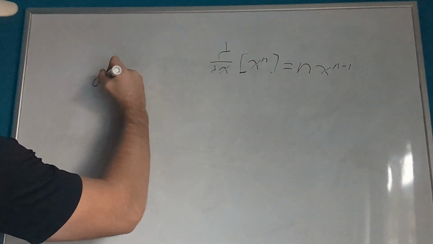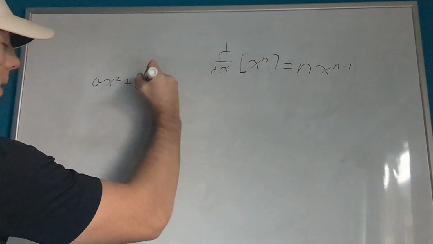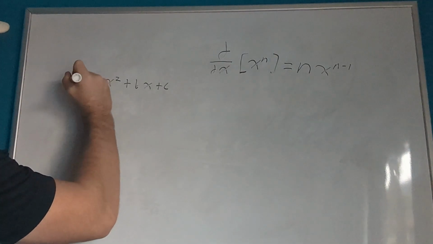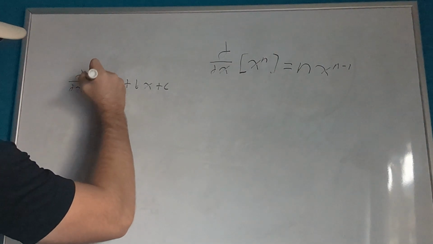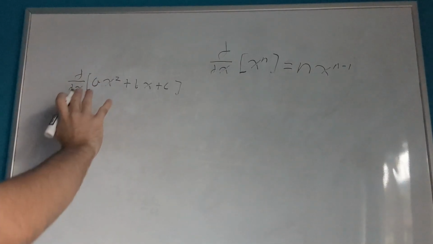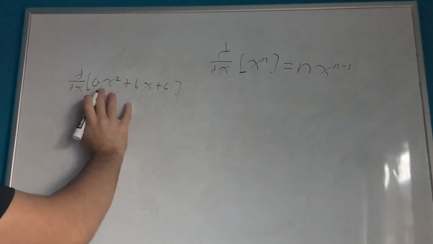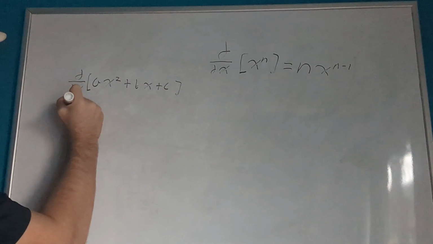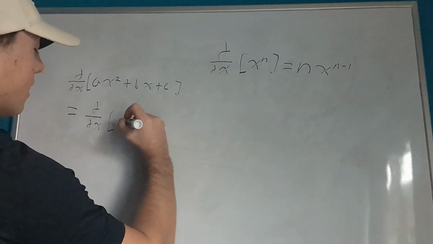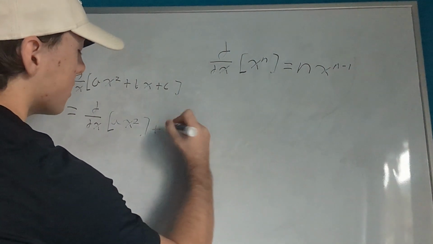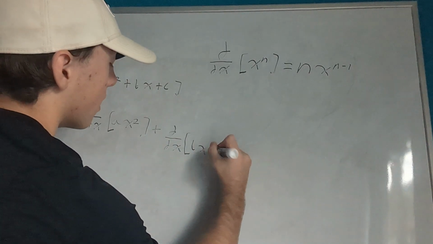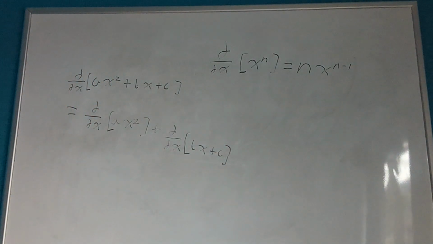So let's rewrite ax squared plus bx plus c. And we're going to take the derivative, or the slope, of this function, d over dx. But how do we do this? Well, we can break it up into 2 parts: ax squared and bx plus c. So then this equals d over dx of ax squared plus the derivative d over dx of bx plus c.